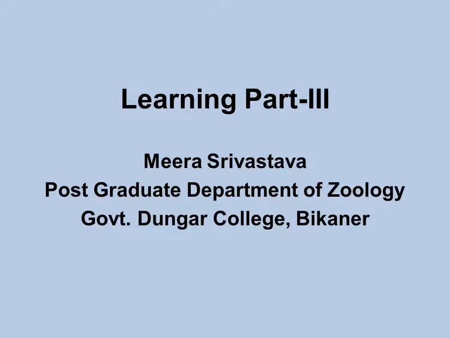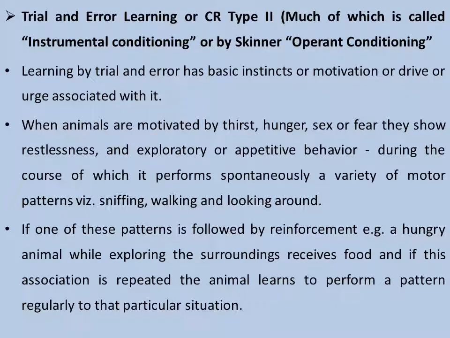In the previous lectures, I was discussing the learning behavior in which we talked about the definition and the characteristics of learning behavior, followed by habituation. And today, in continuation to the same, I will be discussing another learning behavior, and that is trial and error learning, which is also termed as conditioned reflex type 2, also called instrumental conditioning, or by Skinner, operant conditioning.